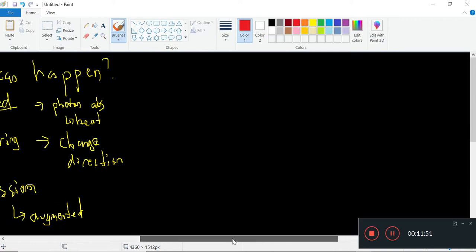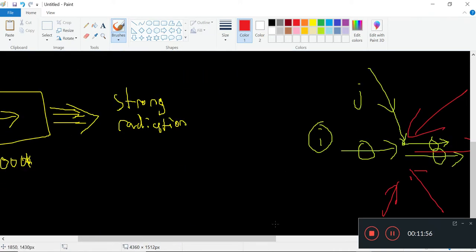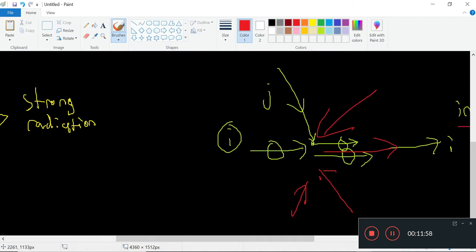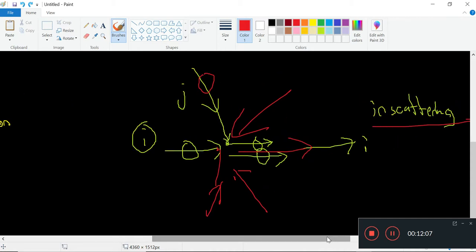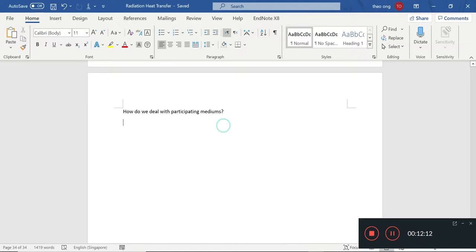So scattering has two effects. Yes, it changes direction. Radiation can be scattered from direction I out, so that's out scattering, or it can be scattered from other directions back into this direction I, so that's called in scattering. Okay, so these are 4 effects we need to take account for. So what happens when radiation goes through a participating medium?